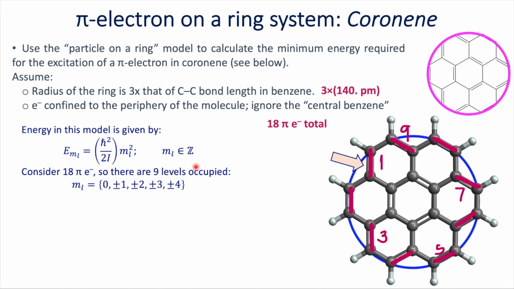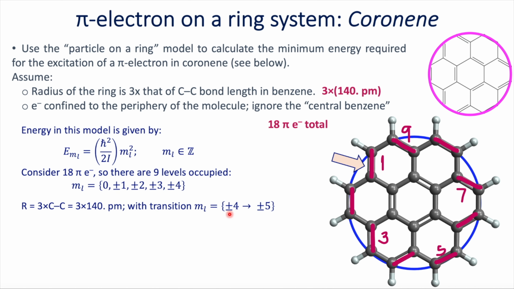With that, the quantum numbers that describe each one of those energy levels are going to be 0, plus or minus 1, all the way to plus or minus 4. The radius is going to be 3 times 140 picometers, and the transitions are going to happen between the highest occupied energy level and the immediate higher level, the lowest unoccupied energy level. So it's going to be between quantum number plus or minus 4 and plus or minus 5.